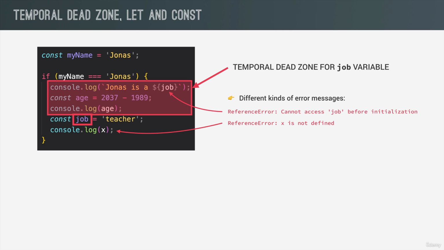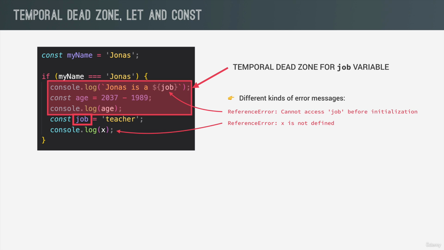So, to recap, basically each and every let and const variable gets their own temporal dead zone that starts at the beginning of the scope until the line where it is defined. And the variable is only safe to use after the TDZ, so the temporal dead zone.